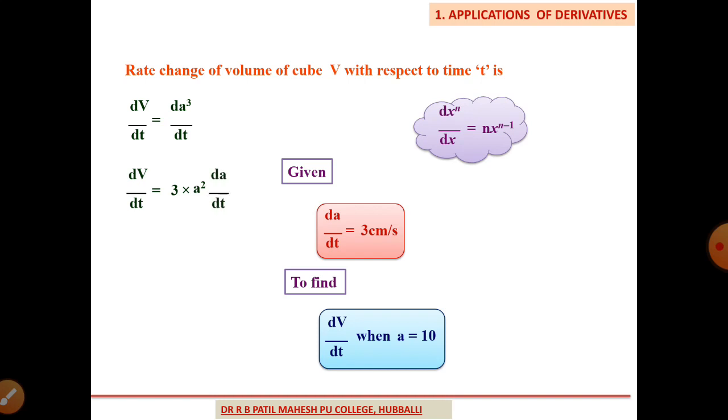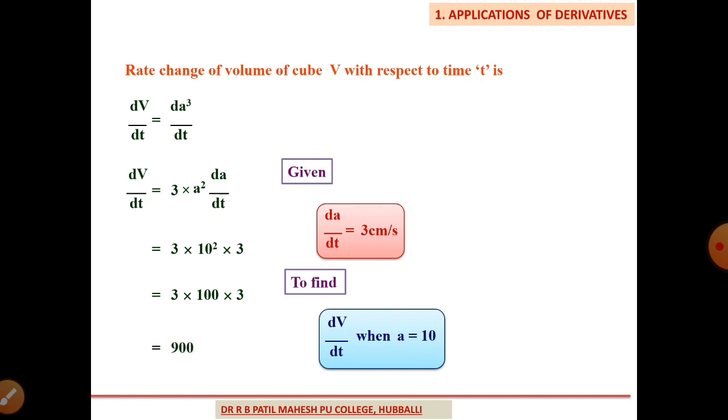Now if we simplify this, 3 into, here a is given, that is 10, so a square is 10 square, into dA by dt, which is also given, that is 3 centimeter per second. So we can substitute dA by dt as 3. Now simplify this, so we get 3 into 100 into 3. This implies 900 centimeter cube per second. That is the change in volume with respect to time t when the edge is 10 centimeter.